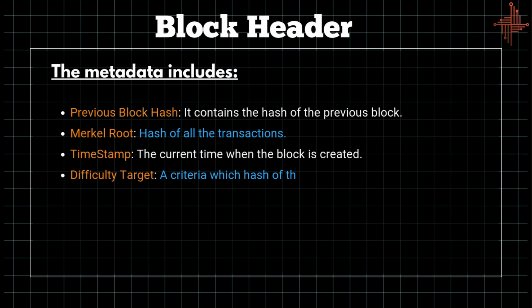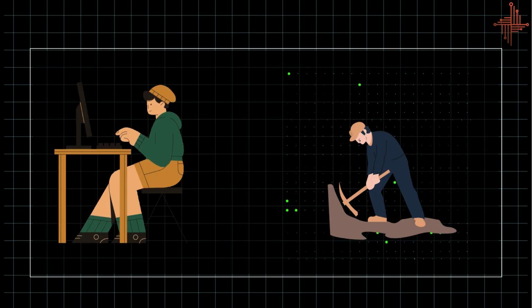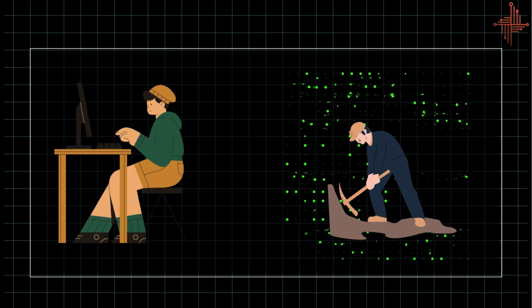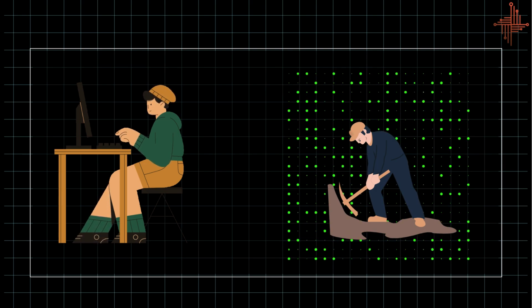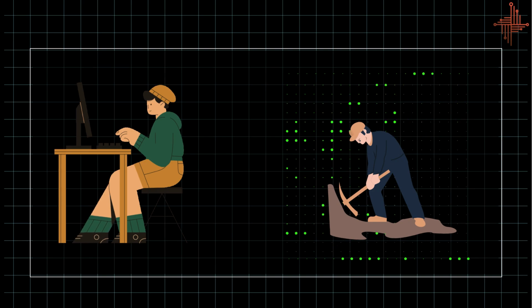A target which the hash of the block must meet, and the last one is the nonce. This is a variable which miners change to find a valid block hash. To simplify, let's say if the difficulty target is 8, then the hash of the block must start with 8 zeros. So you keep iterating and changing the nonce until its range is exceeded, and then you change your block number or the data.